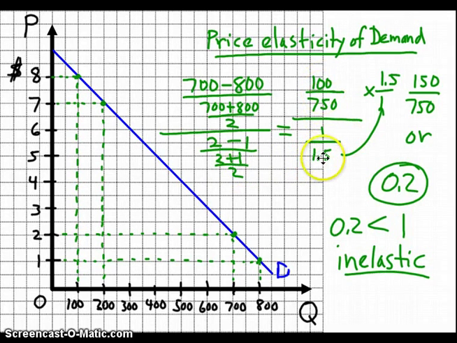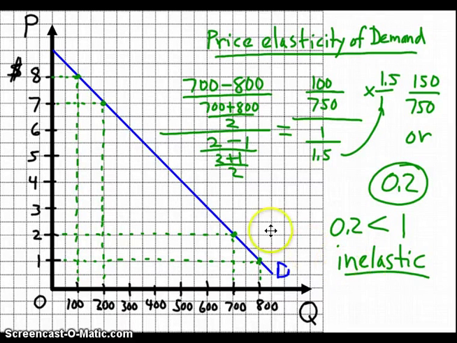Now, instead of dividing this fraction by that fraction, we can just invert it, turn it over, and multiply. 1.5 times 100 is 150. 750 times 1 is 750. If you divide 150 by 750, the answer is 0.2. Since 0.2 is less than 1, we say that this is an inelastic value for the price elasticity of demand.